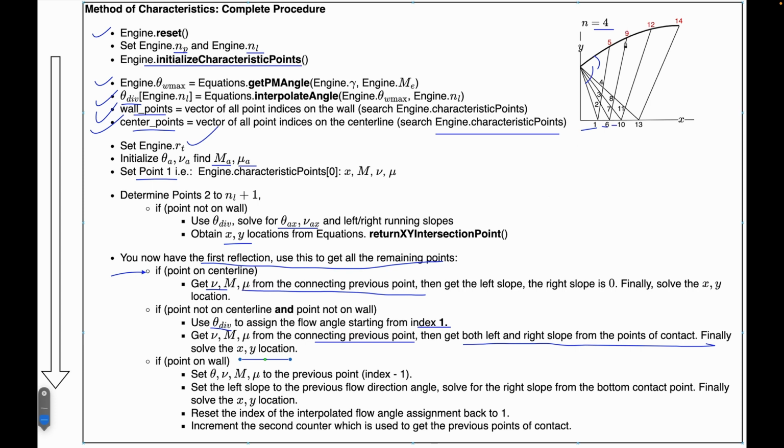Number 9, since it is on the wall, you set the flow angle, Prandtl-Meyer angle, Mach number, and Mach angle to the previous location. So for 9, it'll be at 8. You set this property the same. You then get these angles again.